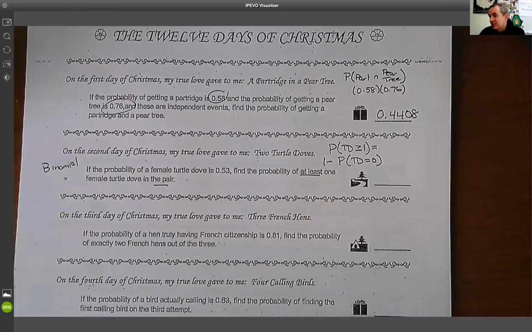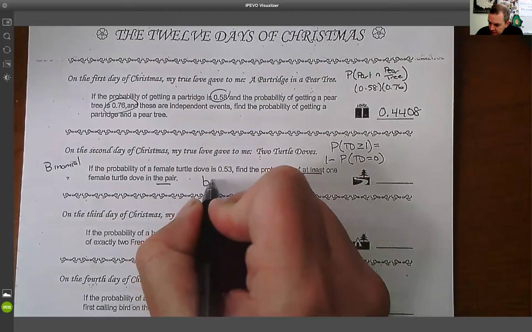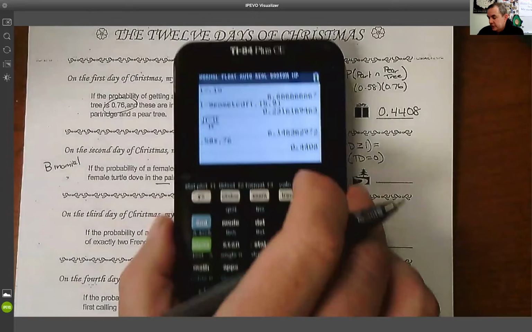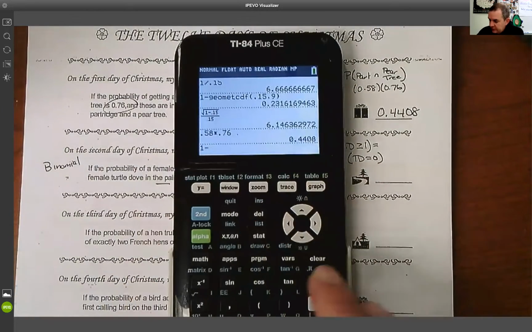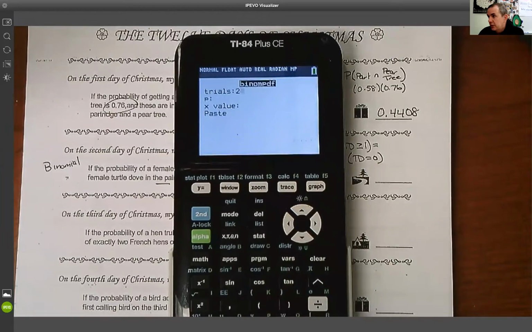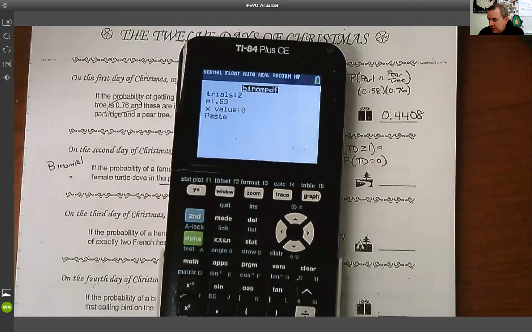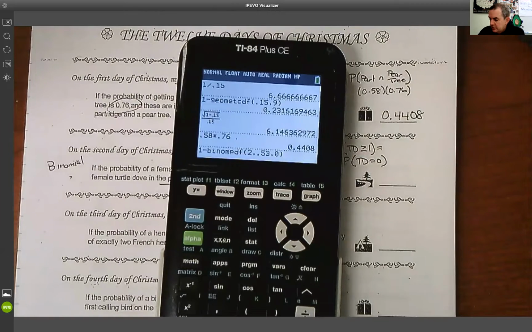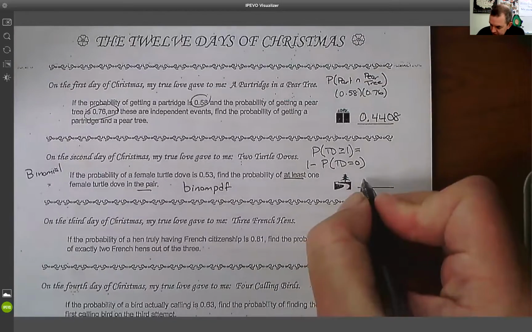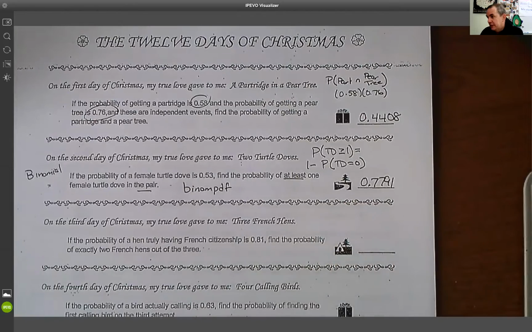So you're going to do a binomial setting here. You're going to do a binomial PDF. So you're going to go ahead and do 1 minus second bars, binomial PDF. You've got 2 birds. You get a probability of success of 0.53. And what is the probability you get none? So it's 0.7791 for none, 1 minus that. So in this case, what this says is the probability that you end up with at least 1 is about 77, almost about 78%.